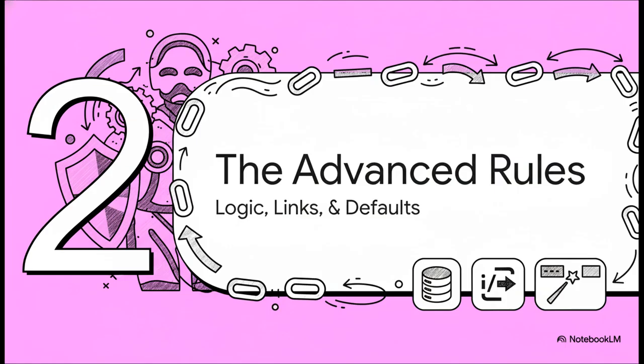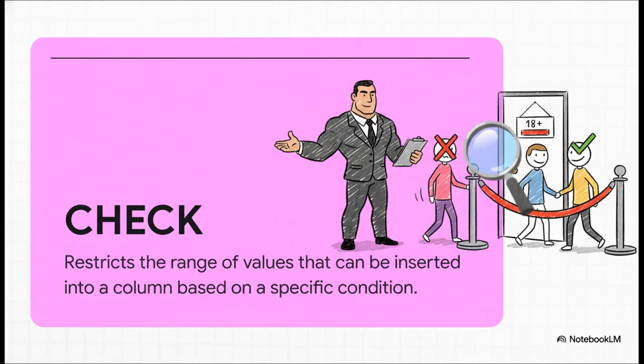Okay, so we've got the fundamentals down. Now, let's meet the next group of guardians. These are the more advanced rules that can handle complex logic, create relationships between tables, and even help automate some of our data entry. First up, meet the check constraint.